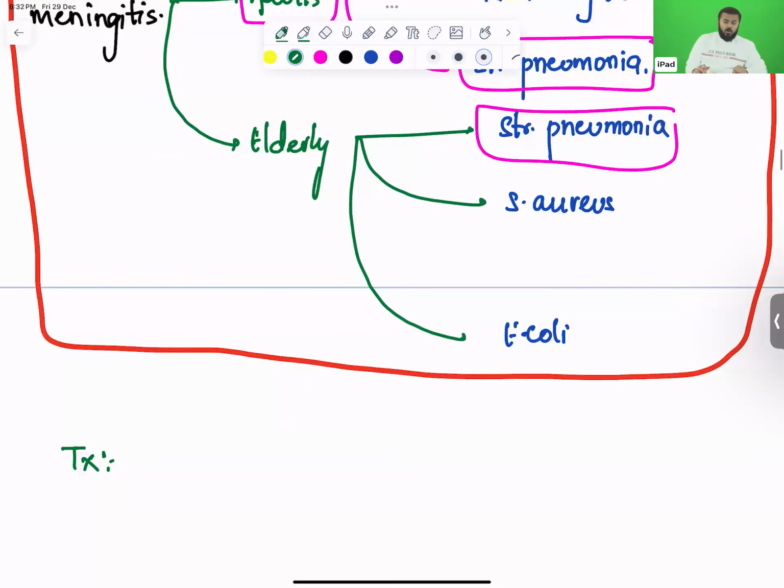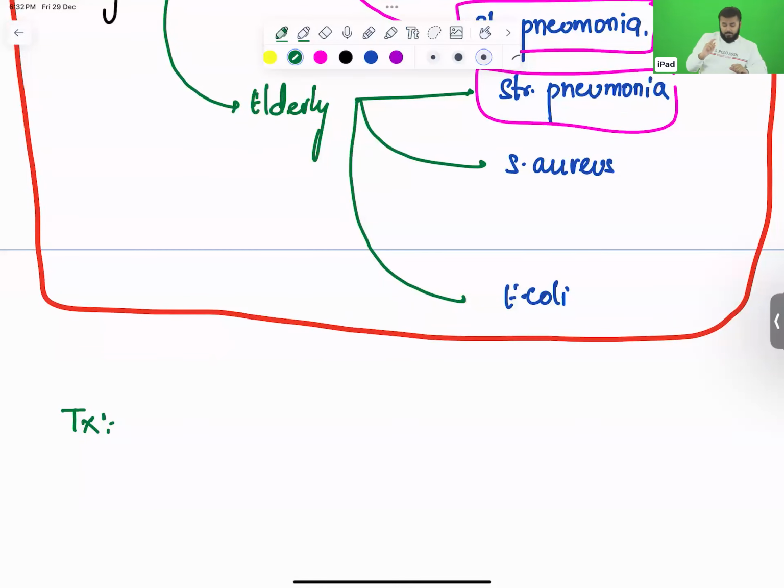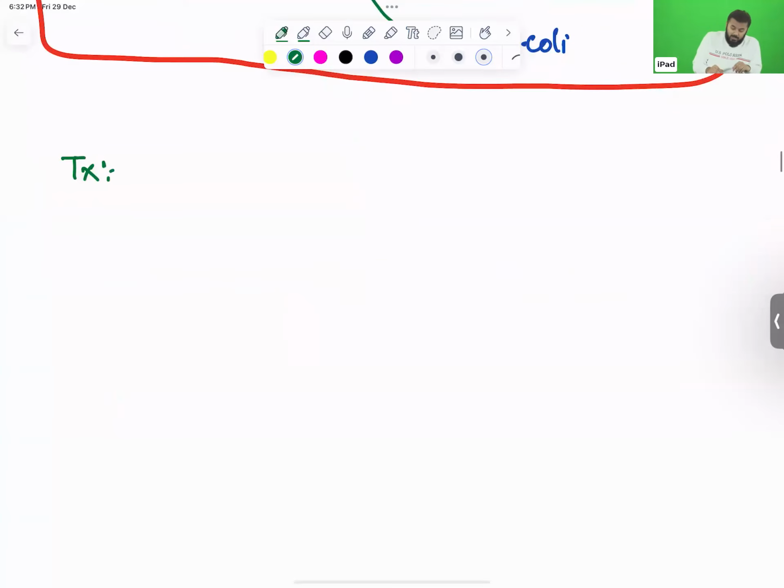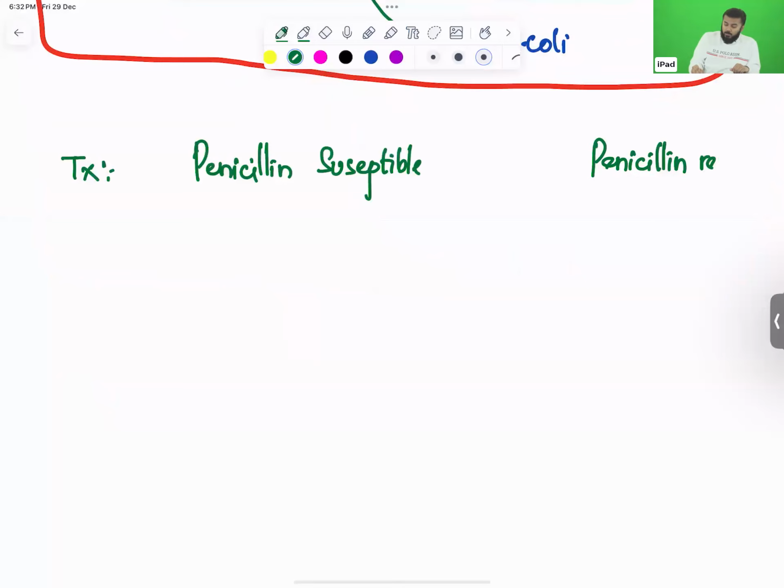So what is the treatment you basically give? Obviously you give antibiotics like penicillins, but some bacteria are very sensitive to penicillins, meaning susceptible to penicillins. They listen to penicillins, but some bacteria don't listen to penicillins. Those who listen to penicillin are called penicillin susceptible. Those who don't listen are called penicillin resistant. So there are two groups of organisms, penicillin susceptible and penicillin resistant.